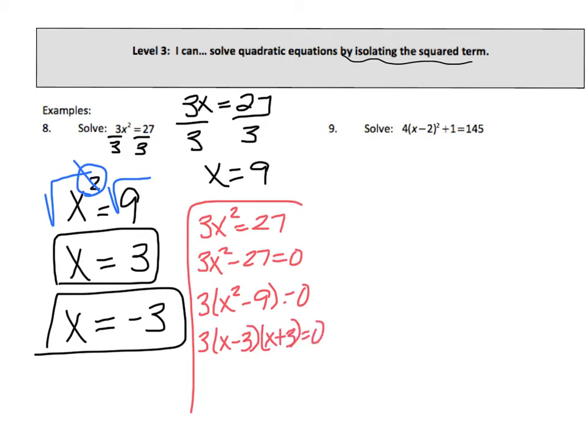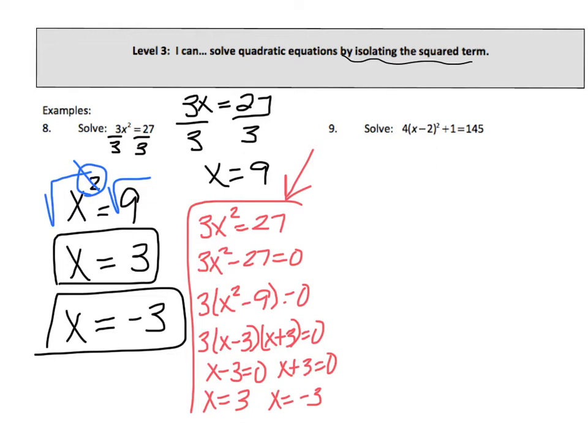And then I'll set each factor equal to 0. So x equals 3 and x equals negative 3. So both ways you're going to get the same answer. Again, I think one way is easier than the next, but I think a lot of students have success doing it the way I just did it in red because it doesn't change much from level 2 to level 3. So whatever makes sense to you.